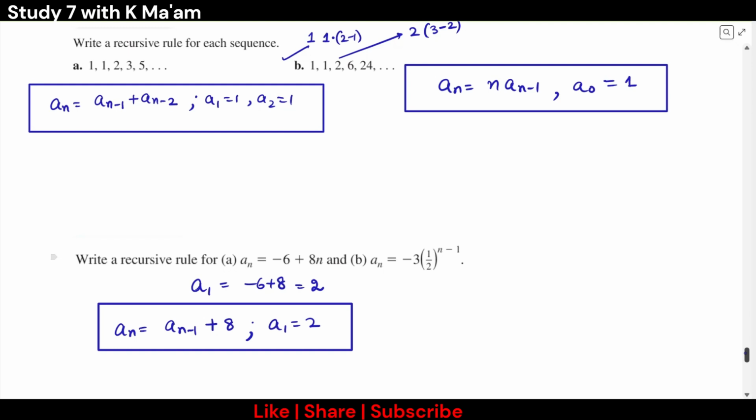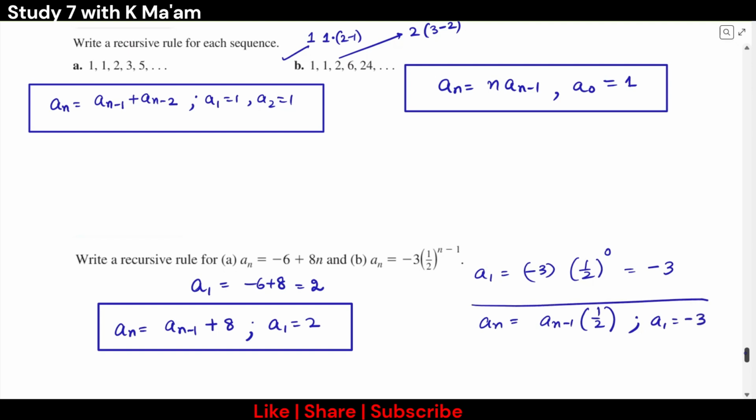Next, in this case, the first term is minus 3, and the common ratio is a half. An is equal to An minus 1 times R. R is 1 by 2. The first term is minus 3. Done.